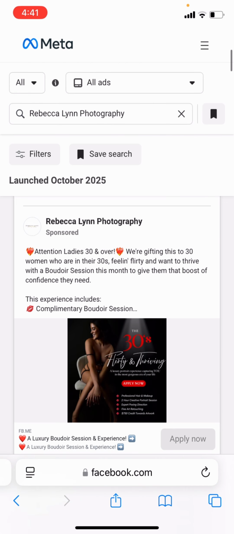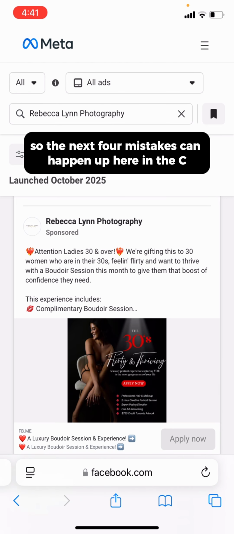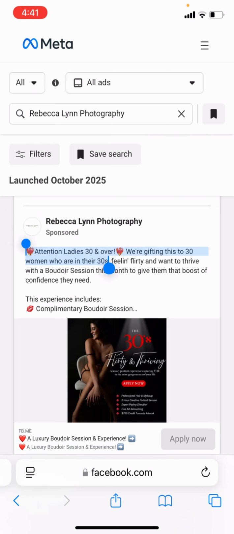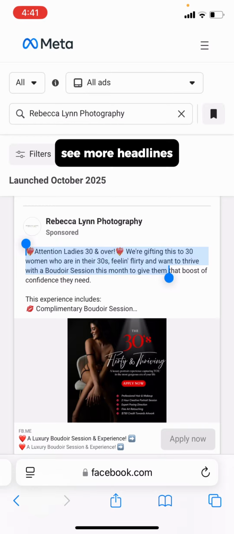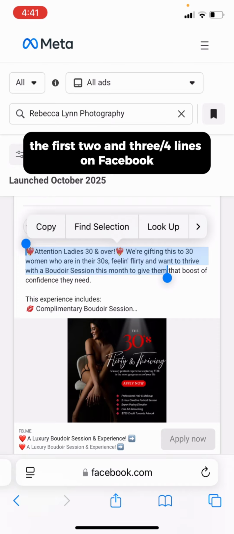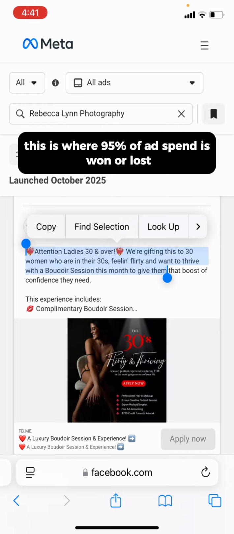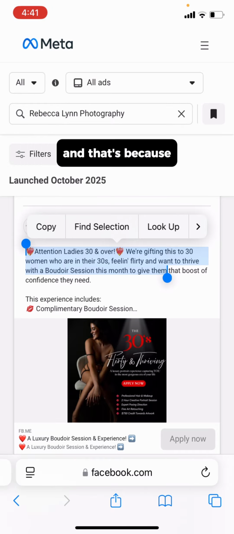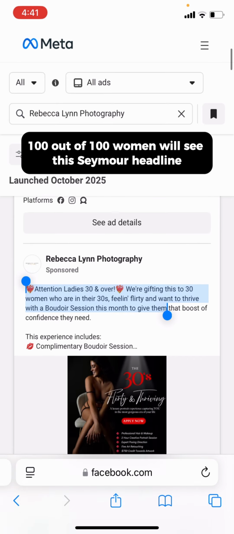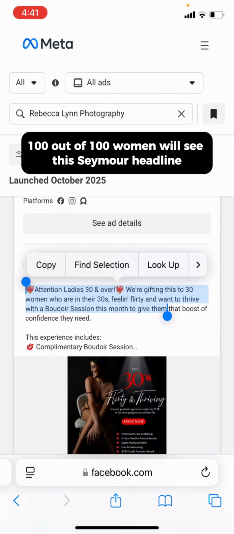Well, mistakes 2 through 5, so the next 4 mistakes can happen up here in the See More headline. The See More headline is the first 2 3/4 lines on the Facebook mobile newsfeed. This is where 95% of ad spend is won or lost, and that's because 100 out of 100 women will see the See More headline.